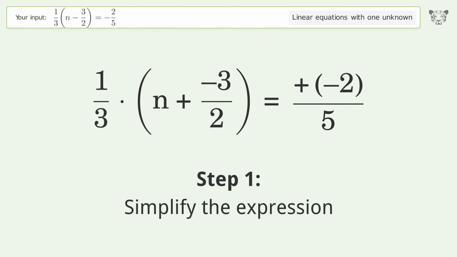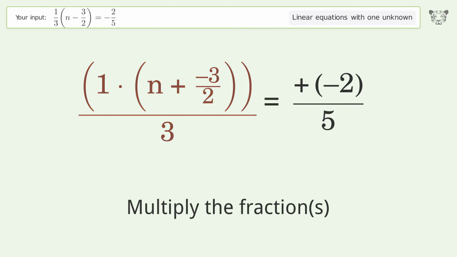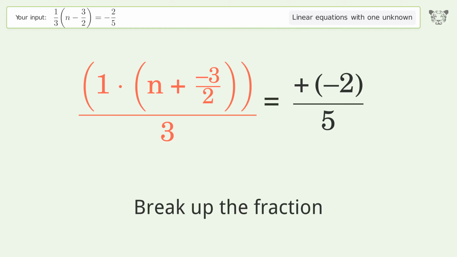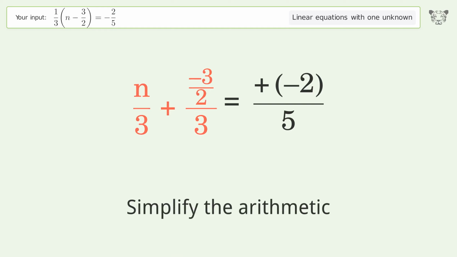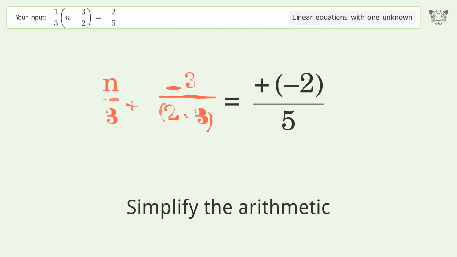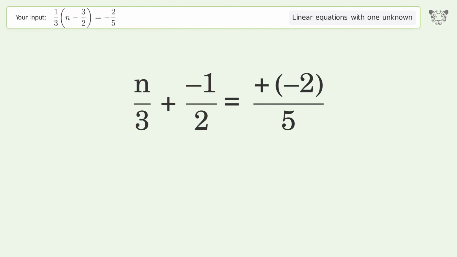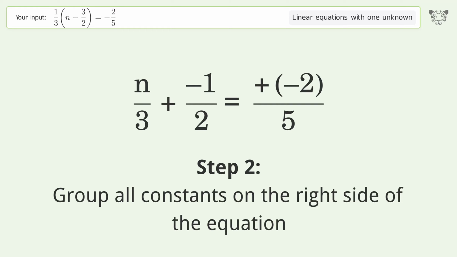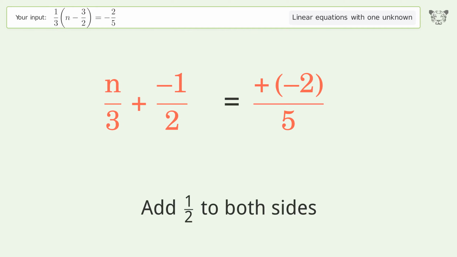Simplify the expression. Multiply the fractions. Break up the fraction. Simplify the arithmetic. Group all constants on the right side of the equation. Add 1 over 2 to both sides.